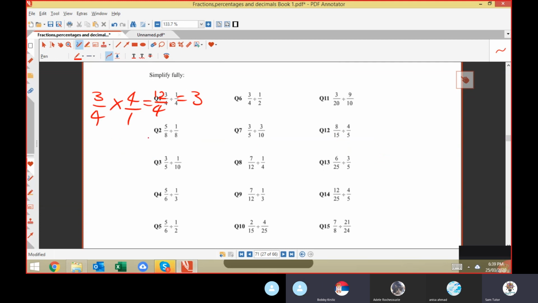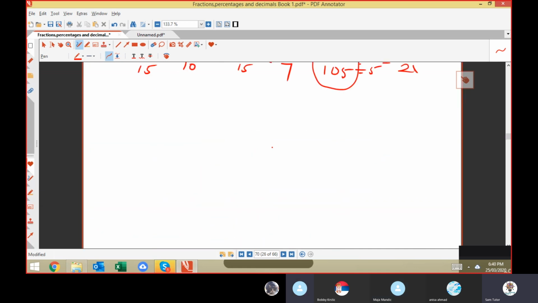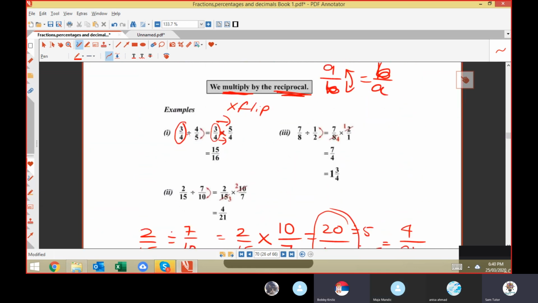Good job. Maya, next one. 5 over 8. So would I put the, I don't get it, would I put the second one? Only the second one. Wait, let's scroll up again, just so you can see this. You leave the first one. Flip the second. Can you see that happening? Flip the second one. 2 over 1. Divide becomes a times.